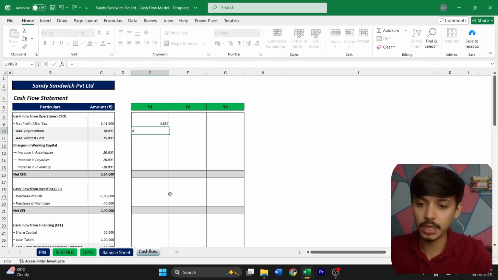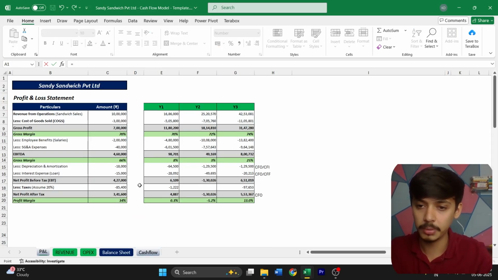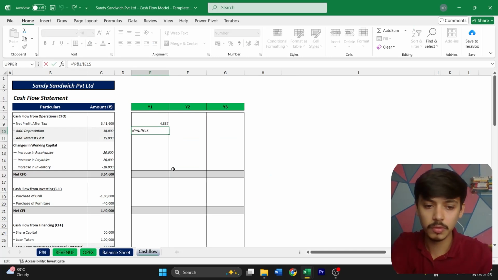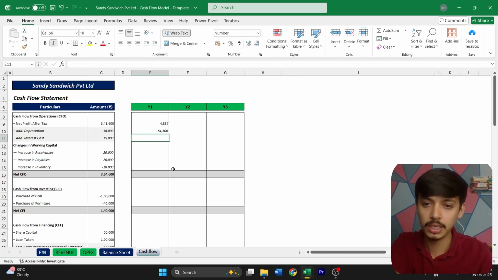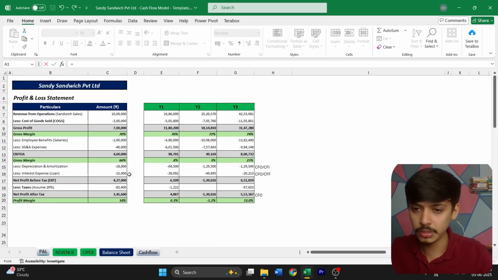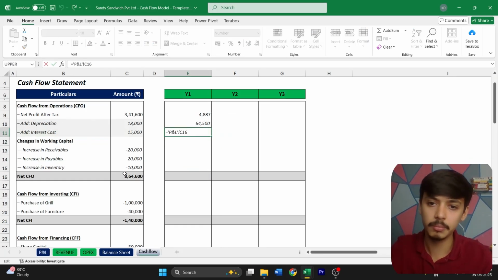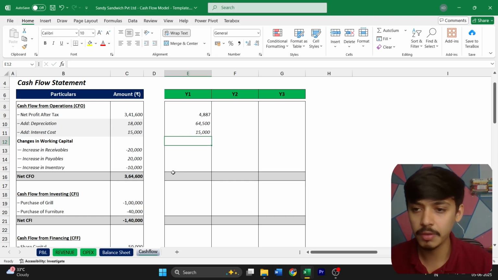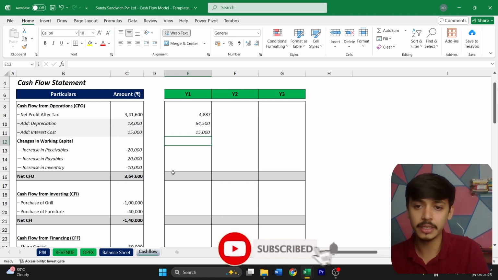We will add back our depreciation amount from P&L, which is 64,500. This is given a negative sign, so we will add a negative sign once again and this becomes positive for us. Then we add back interest, which is 15,000. Once again we give a negative sign to this. Then we have increase in receivable, increase in payable and increase in inventory.